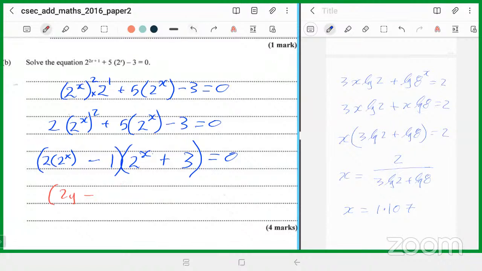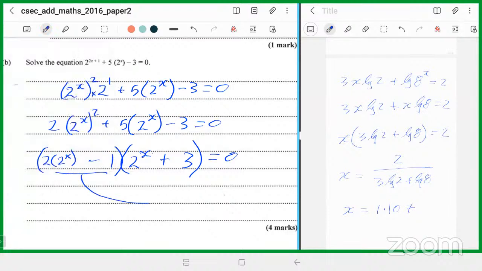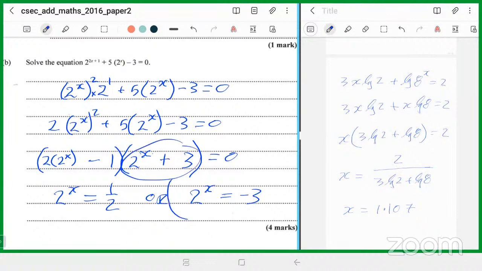All right. So now I've gotten to the stage where I can say that this part equals 0. So I'm getting that 2 to the x will be equal to carry over the negative 1, become positive 1, and then divide under 2. So I'm getting a half, or I'm getting 2 to the x equals negative 3 from this one. 2 to the x equals negative 3.